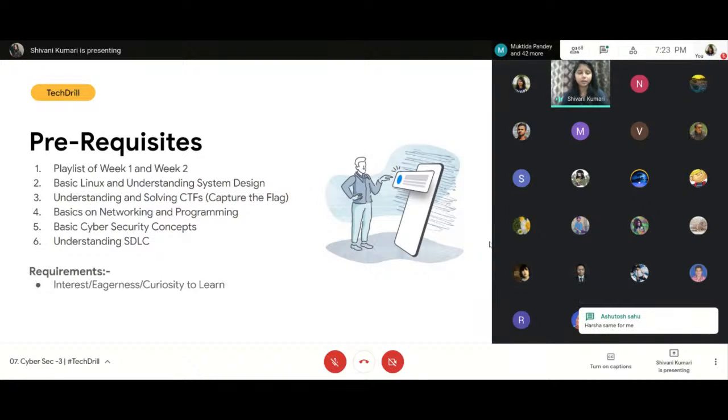Then we should have basic knowledge of Kali Linux and understanding the system design. So for Kali Linux, we should have knowledge of basic Linux commands, and the system design, as in understanding the process of how the elements of a system are designed, like the modules, architecture, components, and the interfaces. This will help you to understand the software application and its use cases so that you can find the flaws easily.